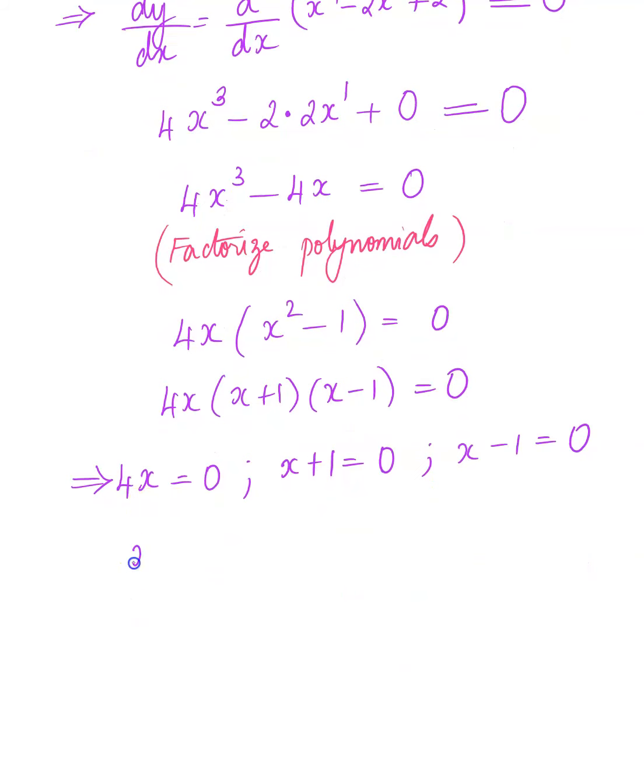So divide by 4 on both sides, you get x equals 0. Subtract 1 on both sides, you get x equals negative 1. Add 1 on both sides, x equals 1. So you have 3 values, okay? X equals 0, x equals negative 1, and x equals 1. So we say this implies the curve then has horizontal tangents at these points, right? We got those 3 points.